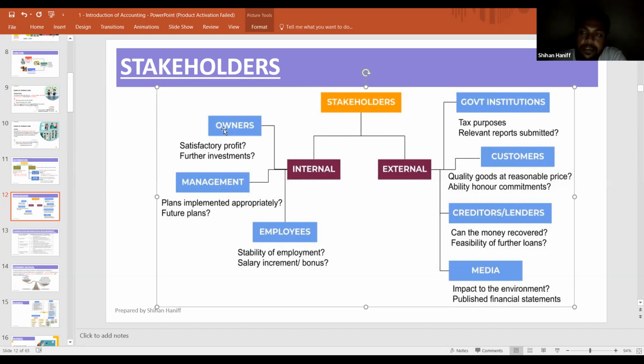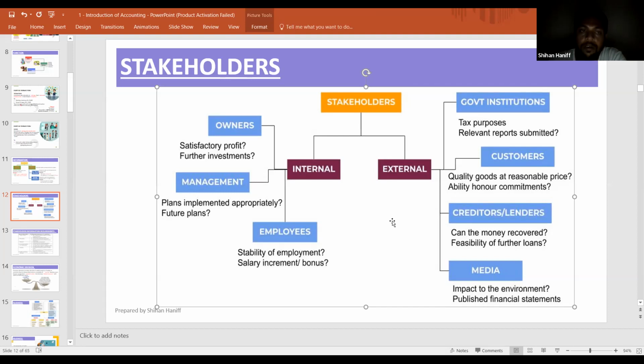Owners will make their economic decision based on the profit, the sales, and the market share. If the profits are good and their market share is good, they will stay in this business and keep running it. But if it is a loss, they might stop the business or move on to another area, another business. Even customers, creditors.